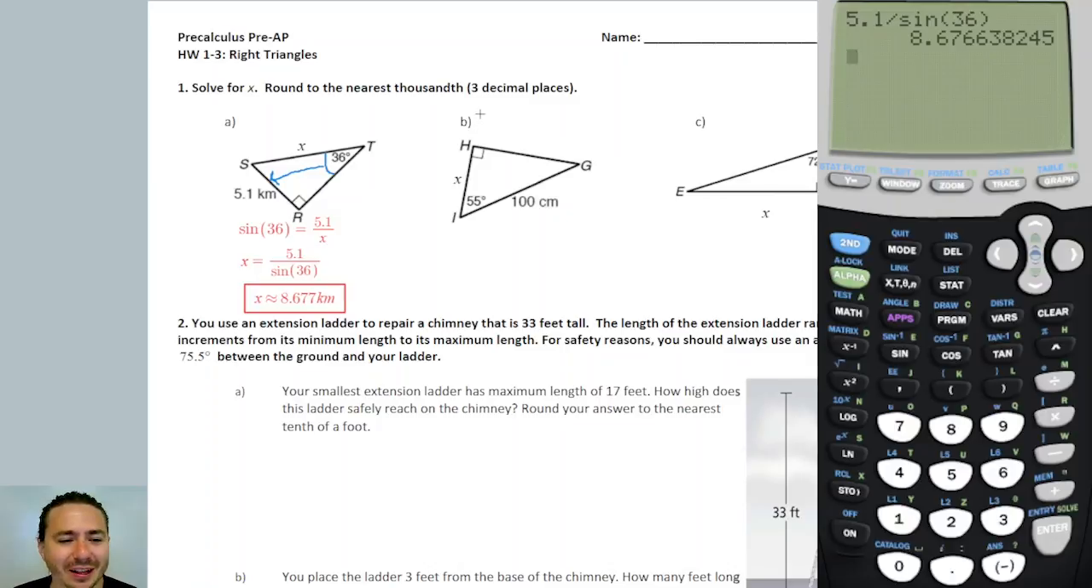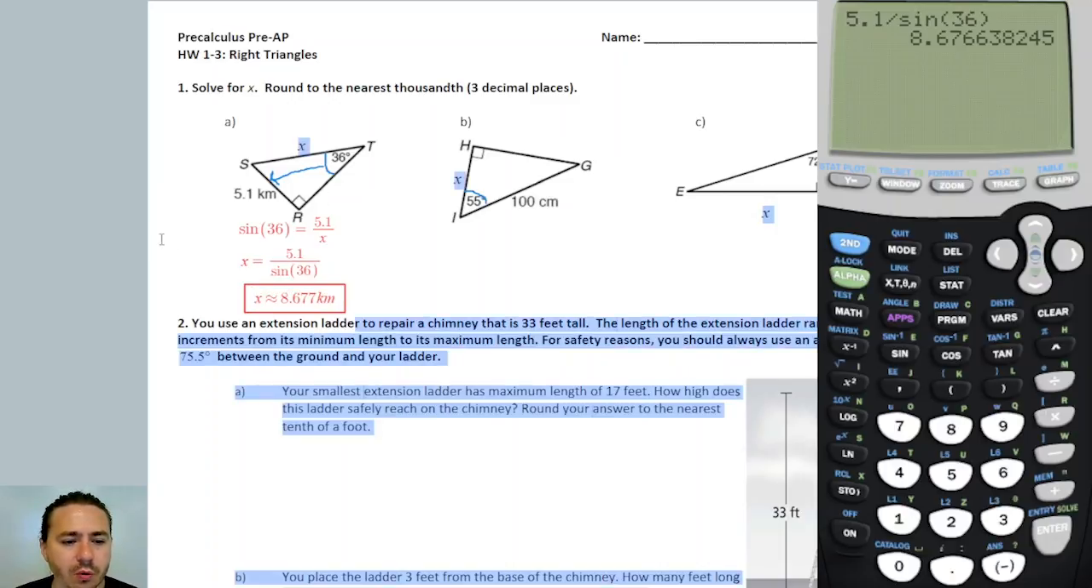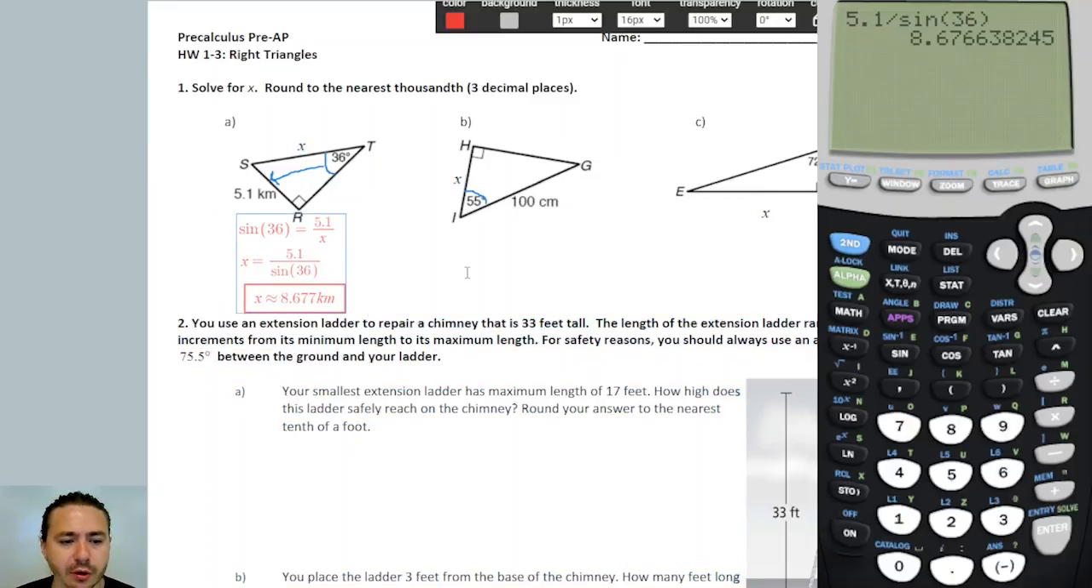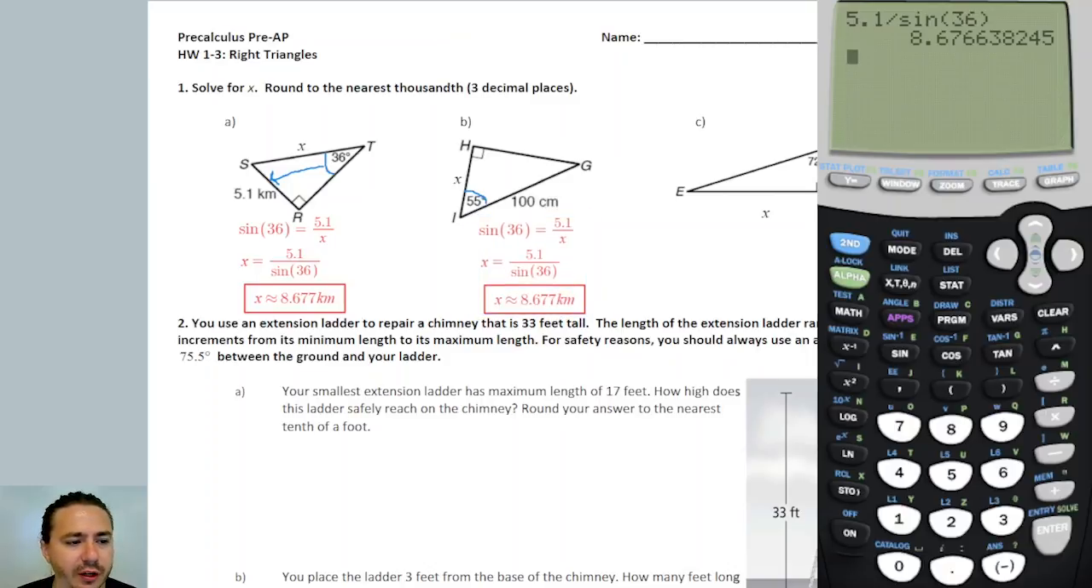Okay, letter B. The angle we're looking at is 55, and if this is the angle in question, then this is going to be your adjacent side and your hypotenuse. So we're going to use cosine on that one. And since the work will be very similar to this, I'm just going to copy and paste this over and change what I need. It'll save a little bit of time on this video.